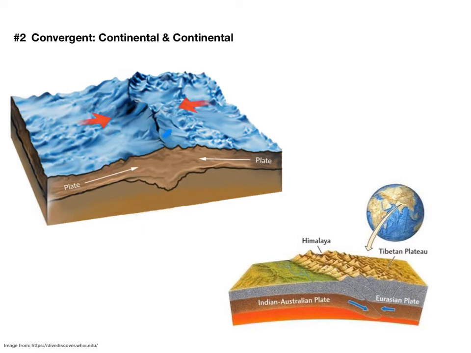Because these two plates are of basically equal density, they don't ride under each other quite as much as some of the other types of boundaries will, and instead they'll crumple up the land quite a bit more because they're relatively the same density.